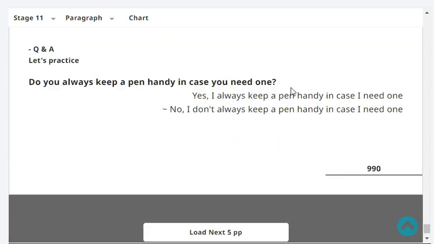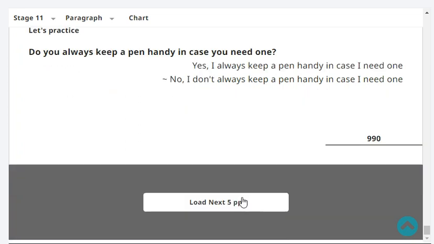Let's practice. Do you always keep a pen handy in case you need one? Yes or no? Yes, I always keep a pen handy in case I need one. Very good.